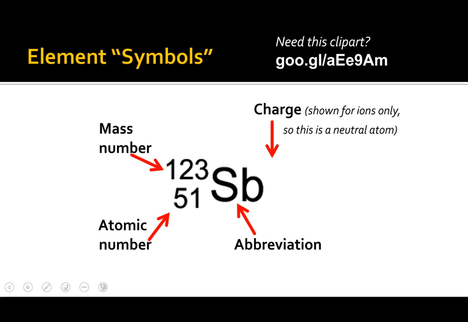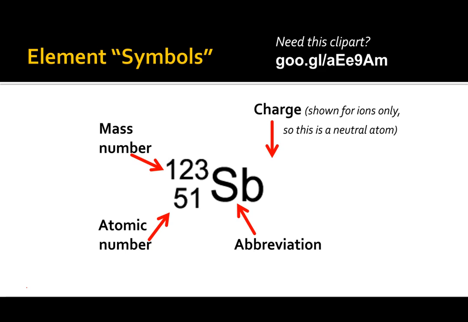What about a neutral atom? So just one last one. Again, that picture is available online there at the URL shown. This is for an atom of what's Sb. Well, if I look at my periodic table, that's antimony. Antimony has an atomic number of 51 and a mass number of 123. And here, no charge is shown.